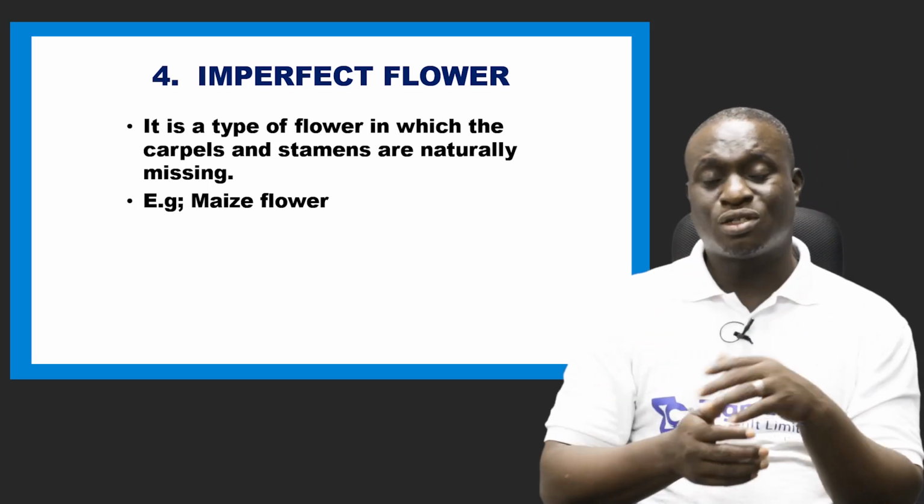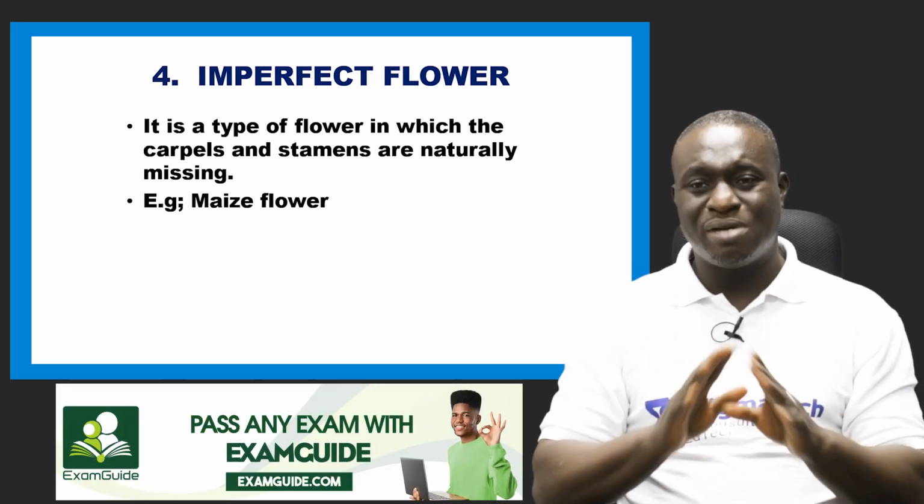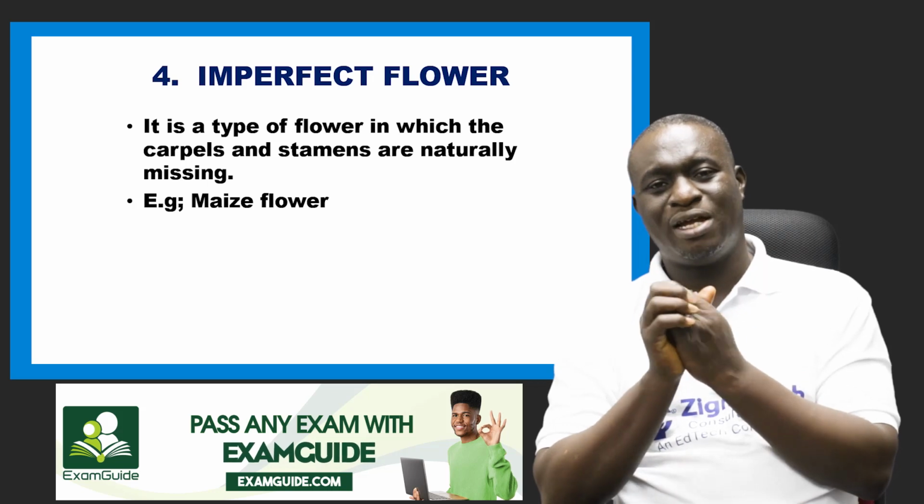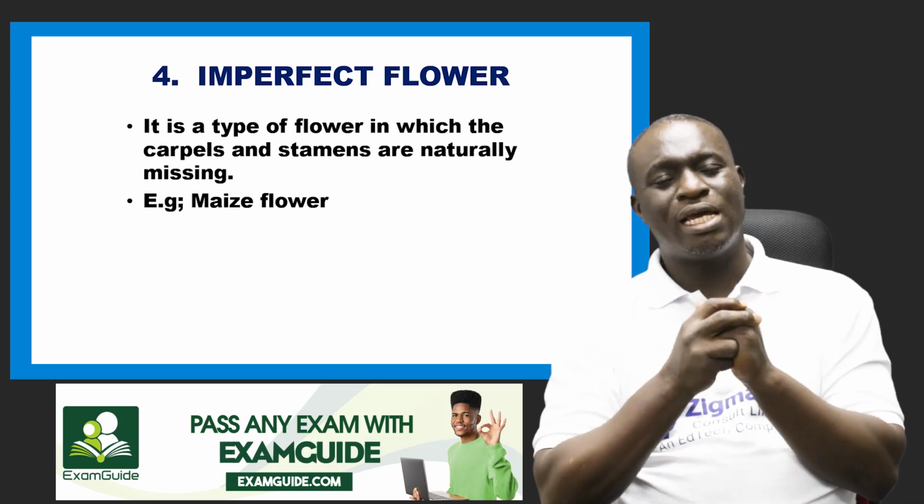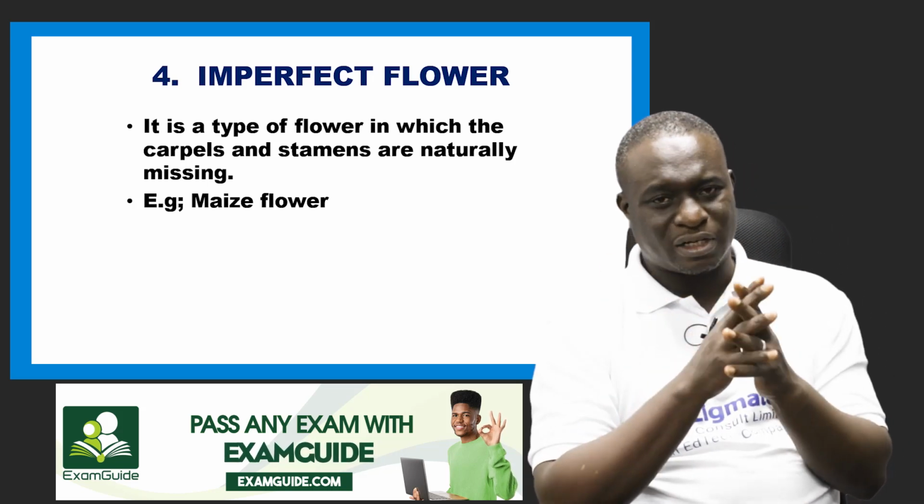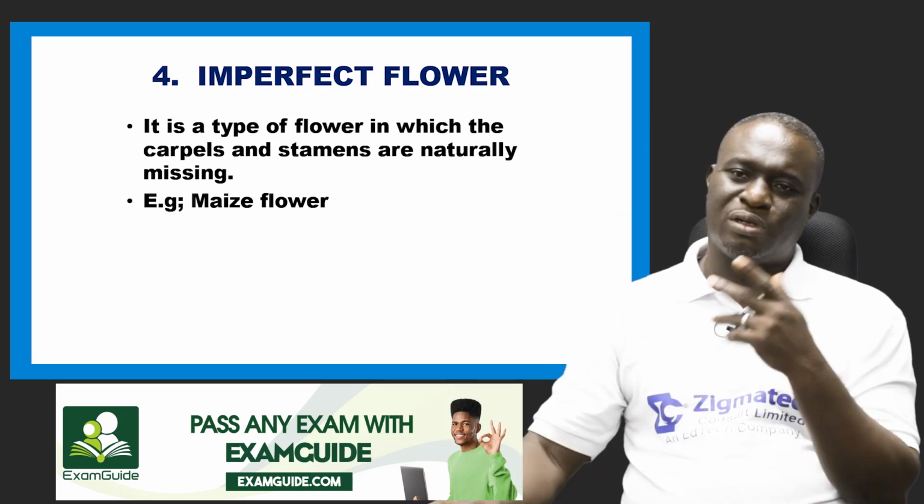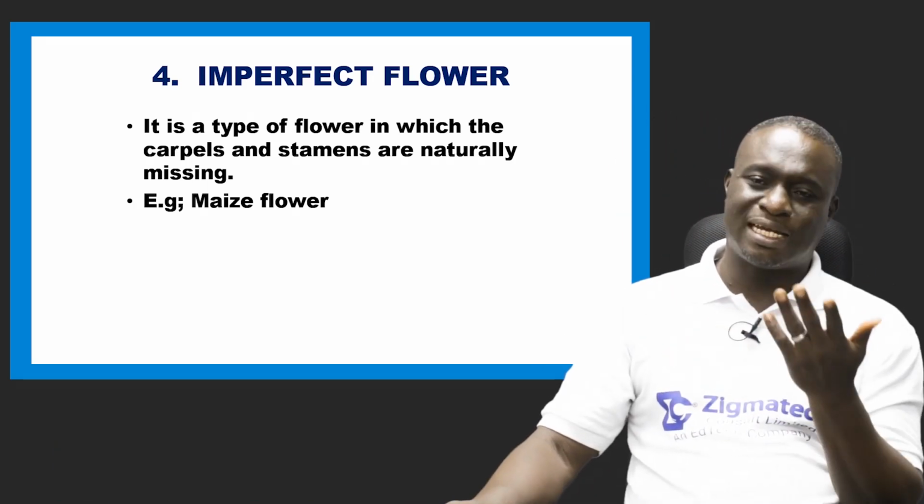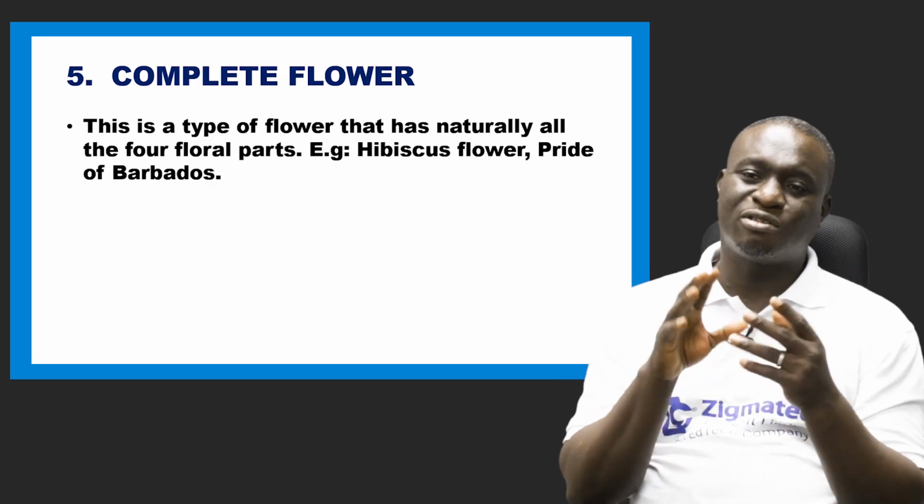Where the carpels or the stamens are naturally missing is referred to as an imperfect flower. An example is the maize plant flower. The maize plant is also an example of an imperfect flower.